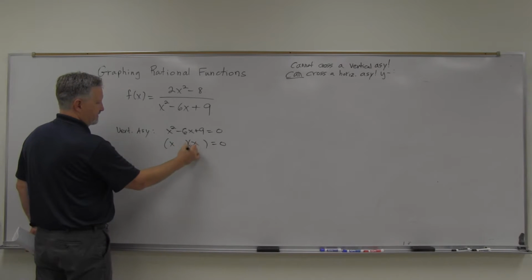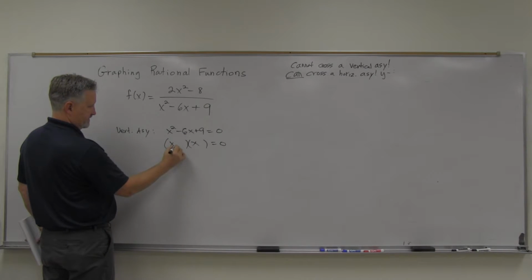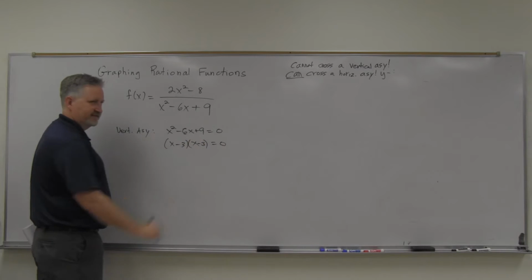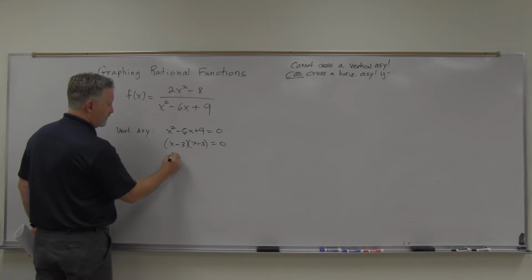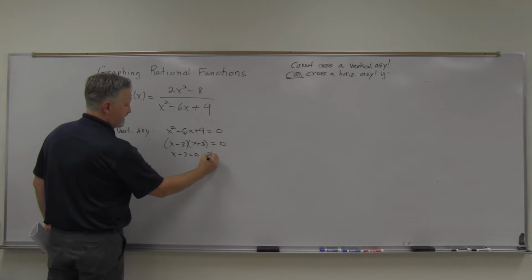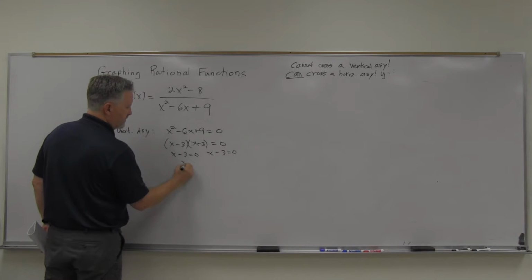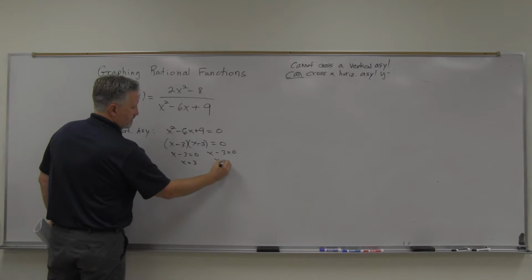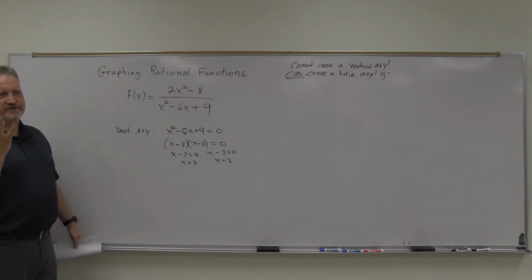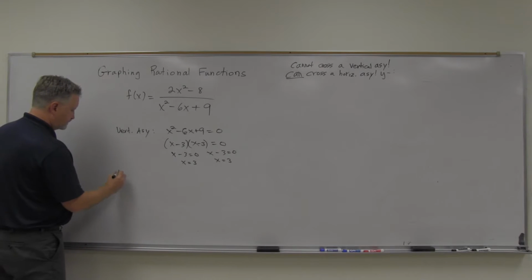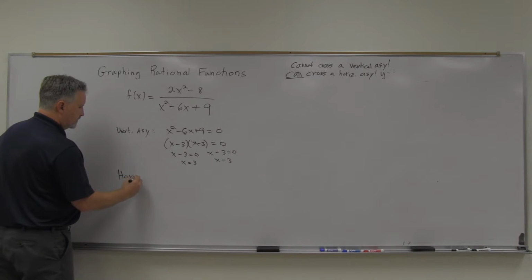How does this factor? (x − 3)(x − 3), isn't it? And so actually both of those are the same, so we've got just one. Both of them are x = 3. So there's really just one vertical asymptote. Horizontal asymptote.